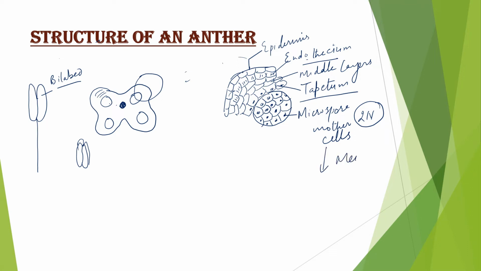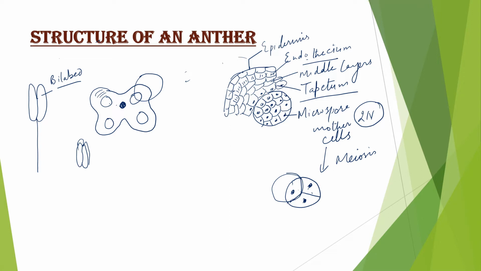These microspore mother cells will divide by meiosis, since they are diploid, to produce tetrads like this. Tetrad of microspores, each of which is going to become a pollen grain. In the tetrad, 3 you can see here at the front, and 1 will be at the back.